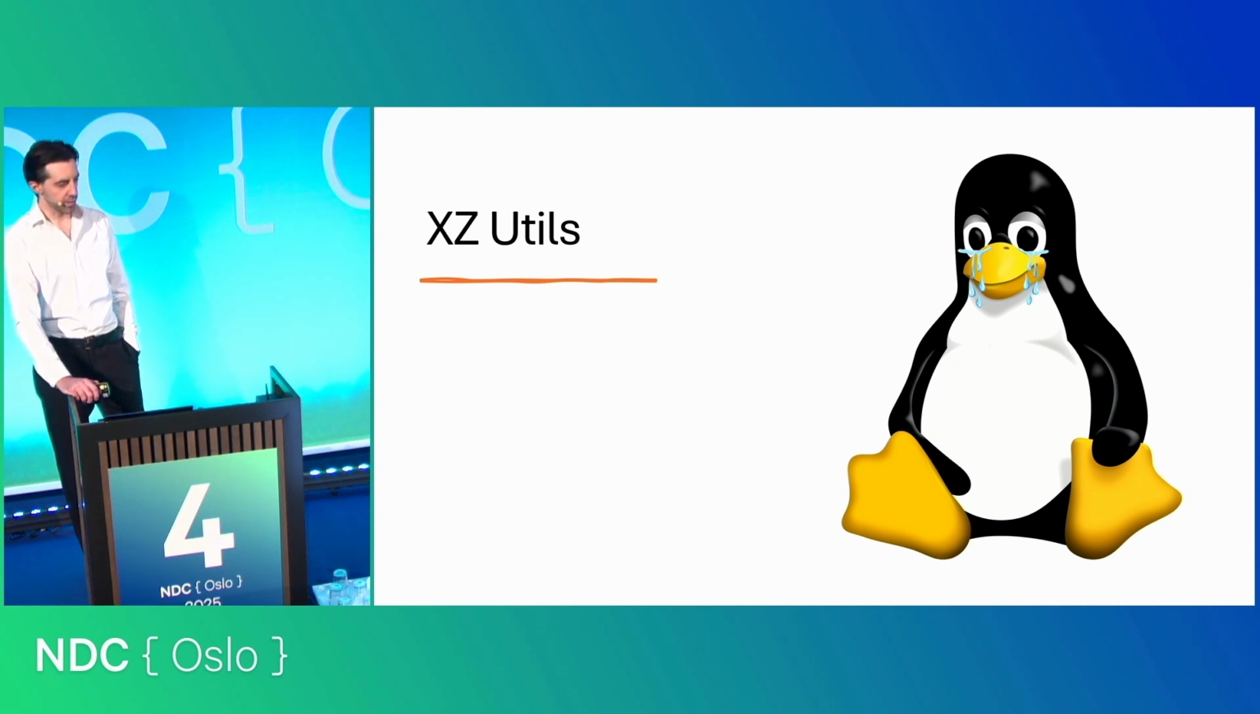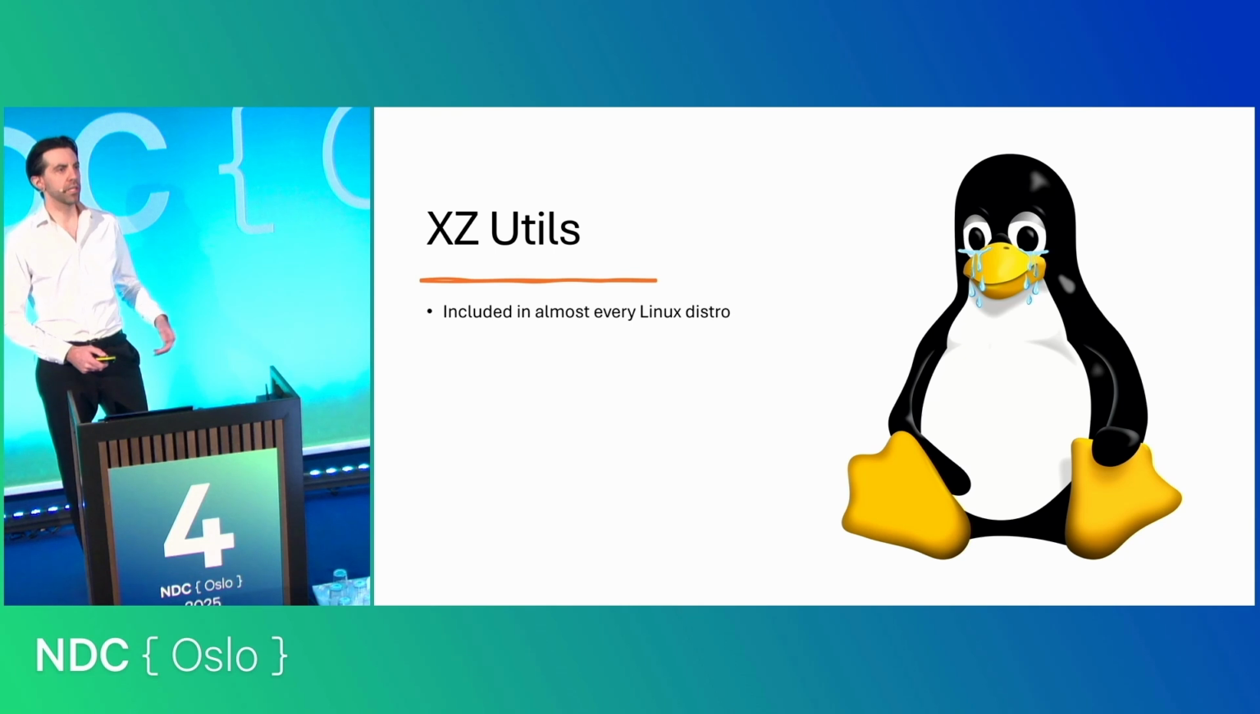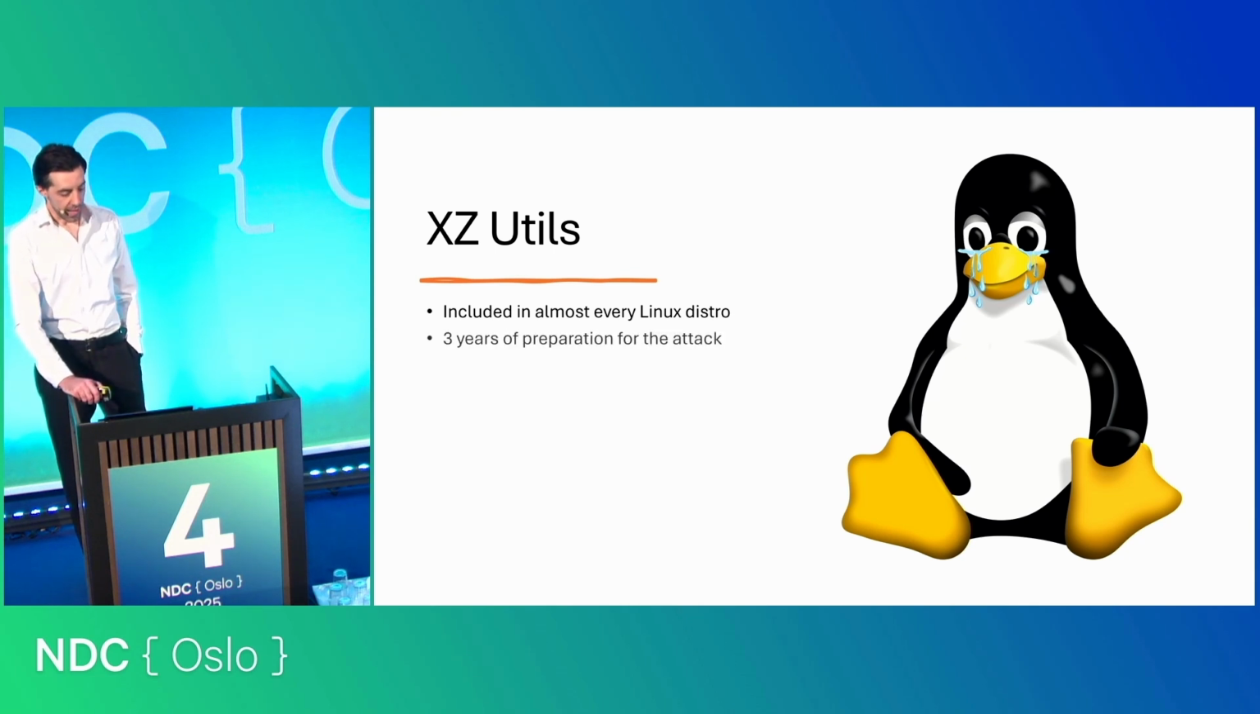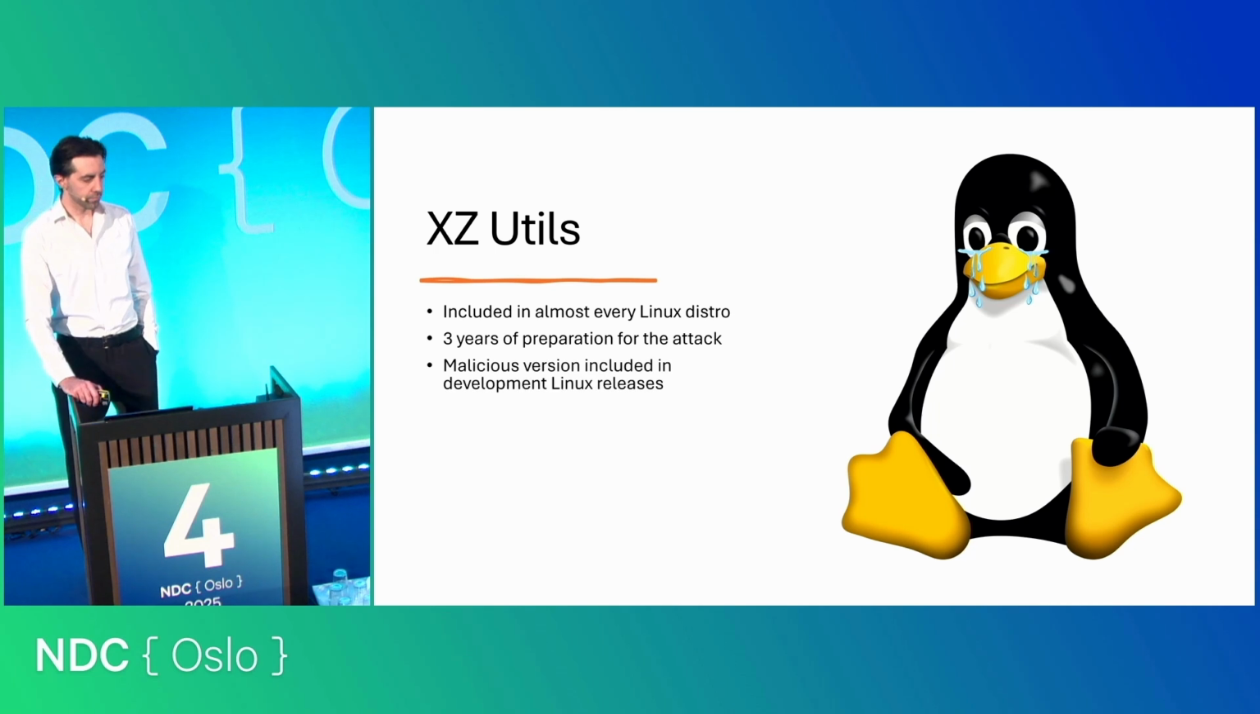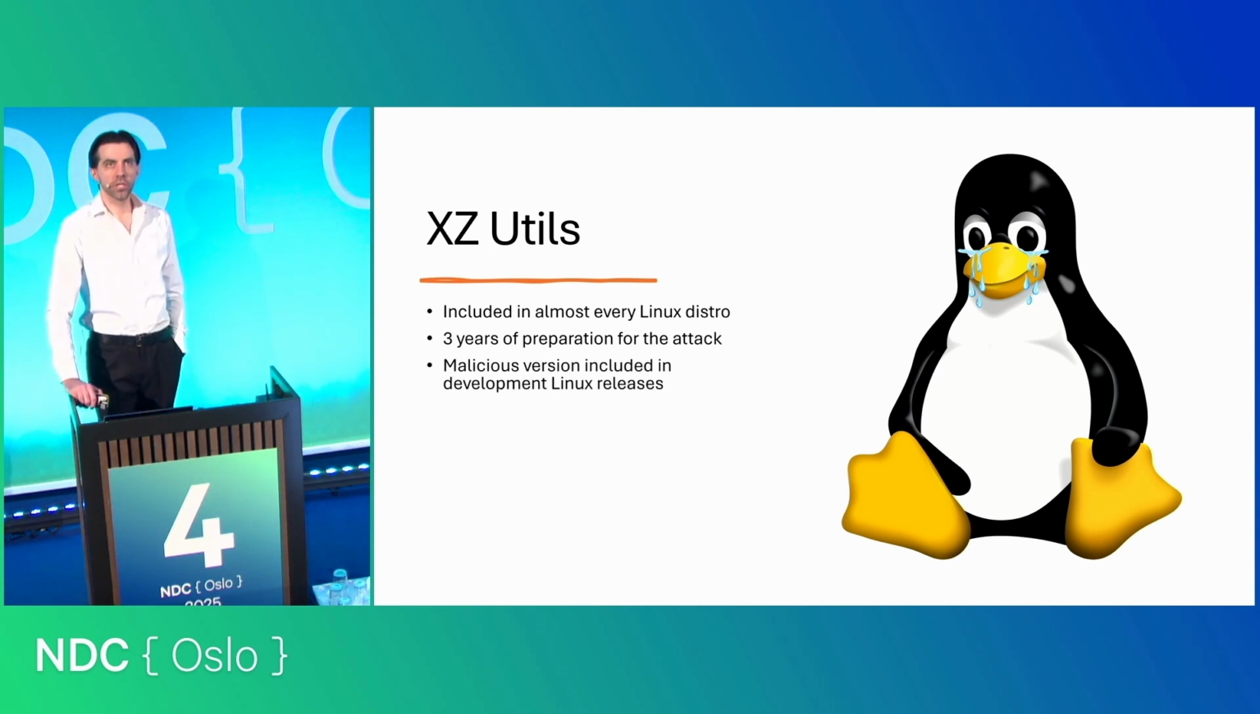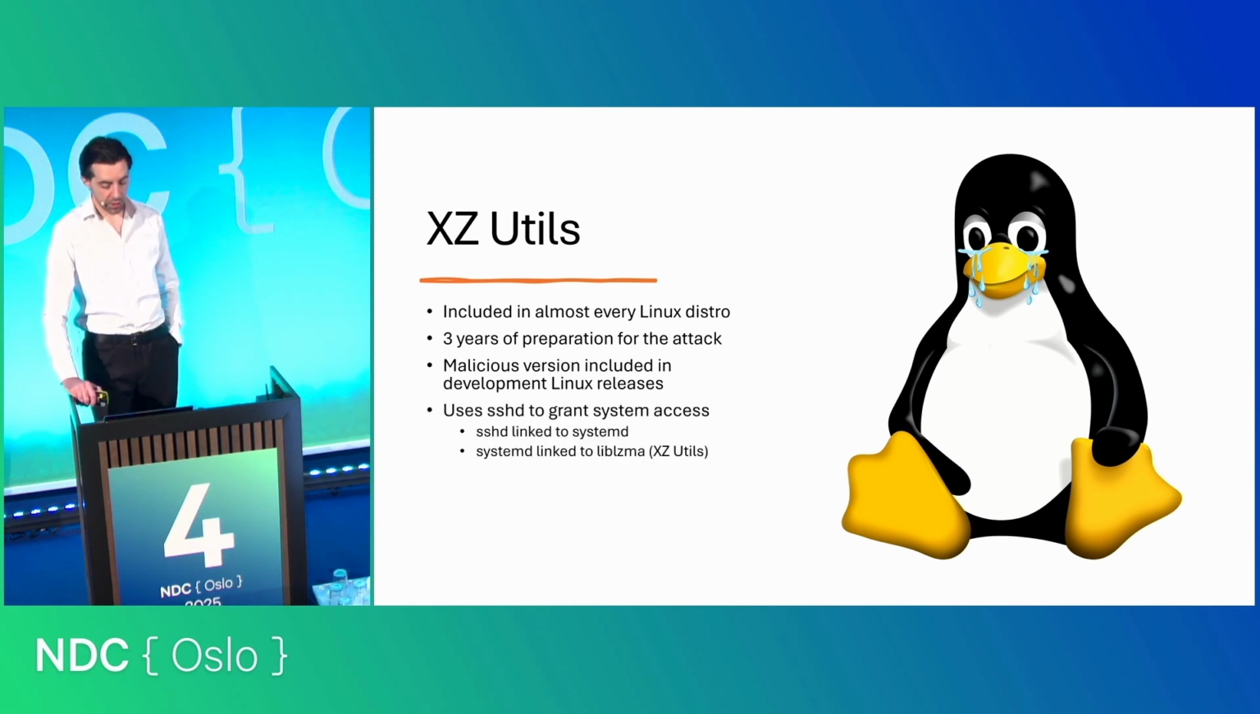So XZ Utils is a compression library that is included in almost every Linux distribution. And the attackers here spent 3 years preparing for this attack. The malicious version that was compiled and released was included in several development Linux builds, so like release candidates, and was just about to go out into a production release when it was caught.